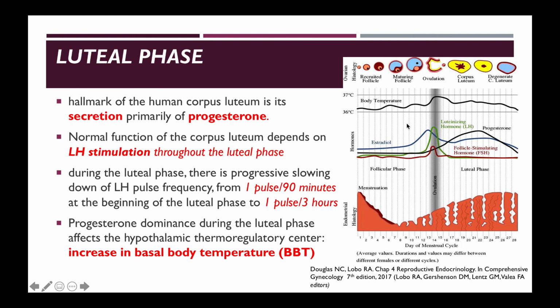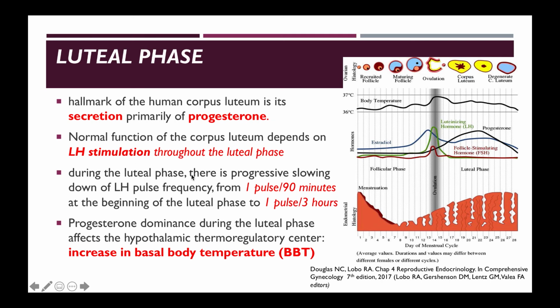This is the reason why during the second half of the cycle, we have the predominant hormone as progesterone. So here we see a progesterone increase relative to the other hormones. And progesterone is mainly produced by the corpus luteum. Now, the normal function of the corpus luteum depends on LH stimulation throughout the luteal phase.